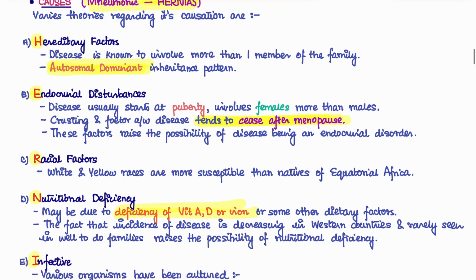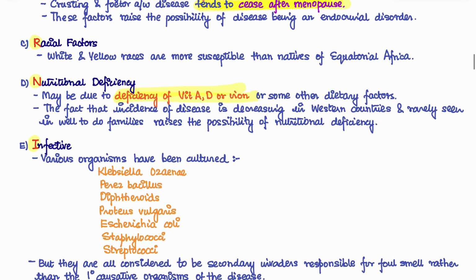Fifth point here is infective. From the cases of atrophic rhinitis, many organisms have actually been cultured, and these include Klebsiella ozaenae, Perez bacillus, diphtheroids, Proteus vulgaris, Escherichia coli, Staphylococci, and Streptococci. However, even though these organisms have been found in the nasal mucosa, they are thought to be more secondary invaders, responsible for the characteristic foul odor in this disease, rather than being the primary causative organism of the disease.